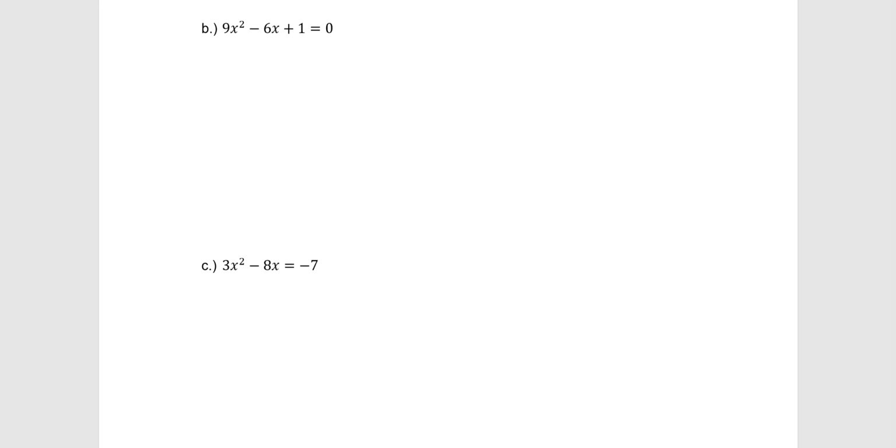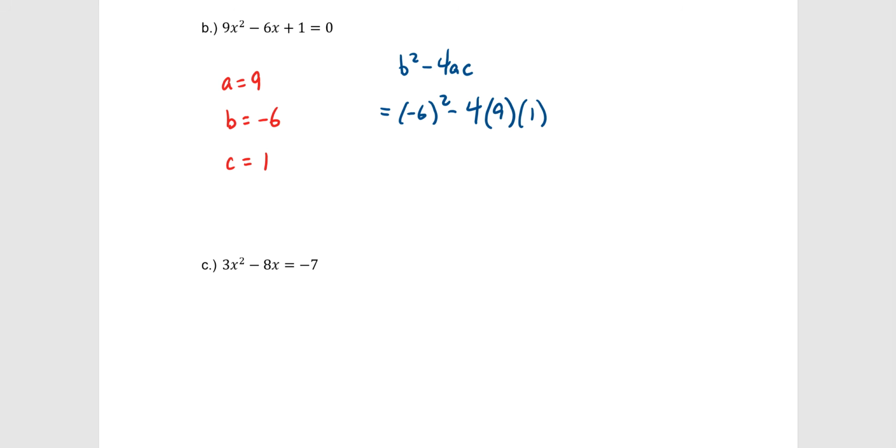Okay, so we're not going to go through and do it, but if you did it, you'd get 2 real solutions. For the next one, we have 9x squared minus 6x plus 1 equals 0. We have an a value of 9, b value of negative 6, c value of 1. We calculate the discriminant, b squared minus 4ac. We plug in our values. We get negative 6 squared minus 4 times 9 times 1. That gives us 36 minus 36, which gives us 0.